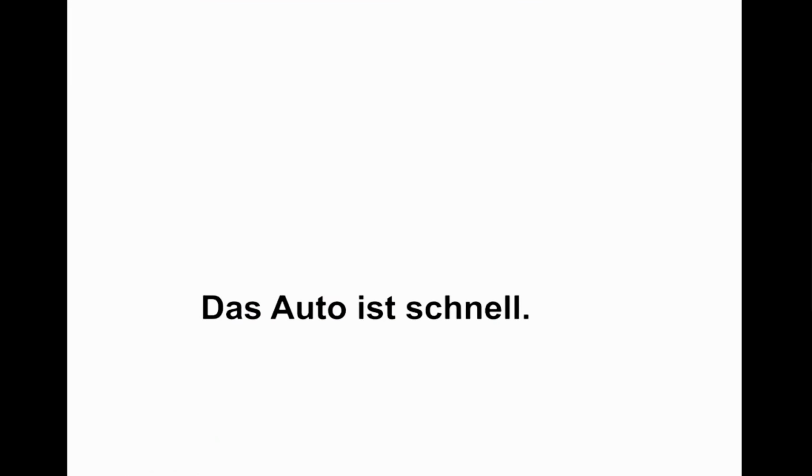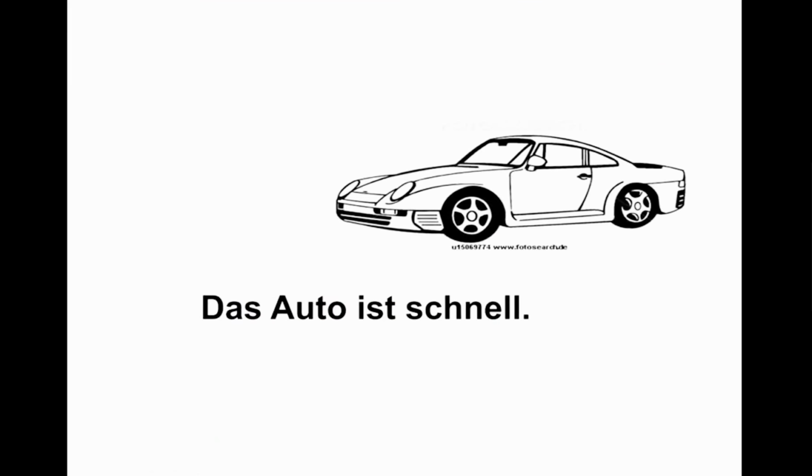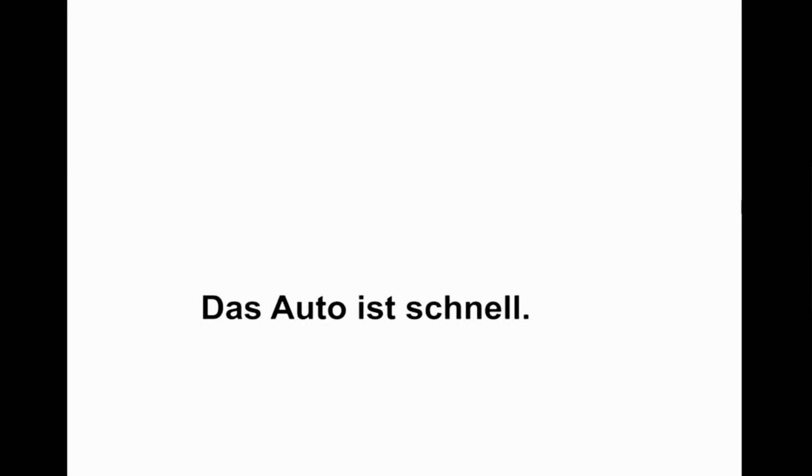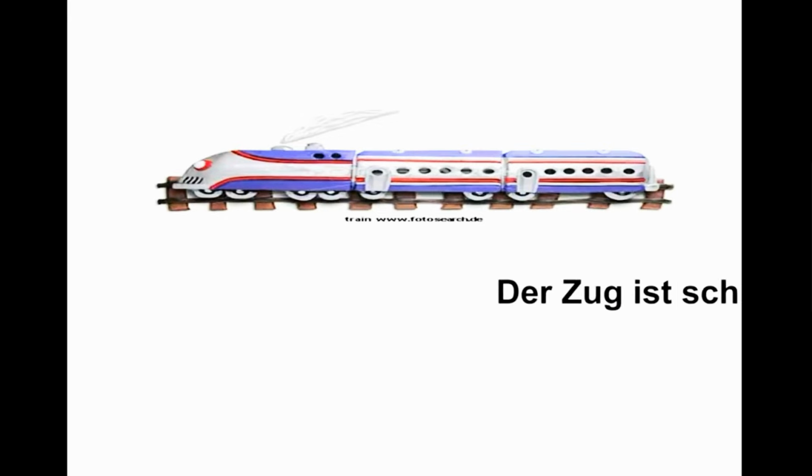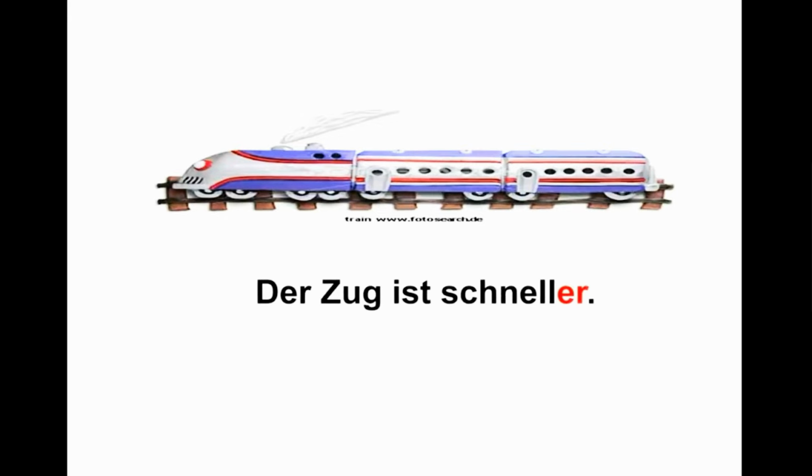So is it like grösser? Now you see, the auto is coming, right? Das Auto ist schnell. The car is fast. Look at the speed. Now you see that the train is faster than the auto? Der Zug ist schneller. Der Zug ist schneller als das Auto. That means the train is faster than what? Than the car. Is it clear?